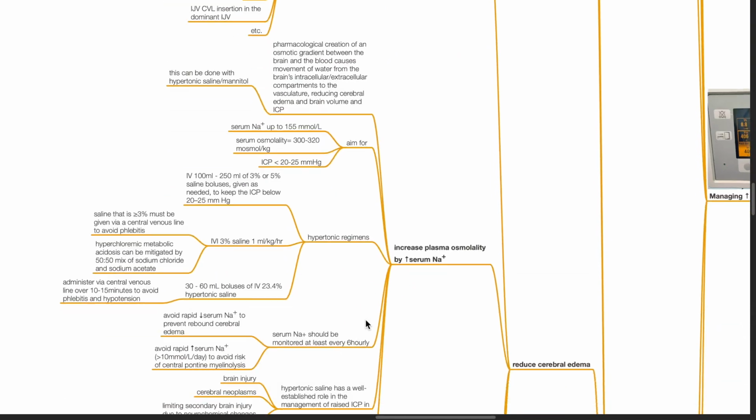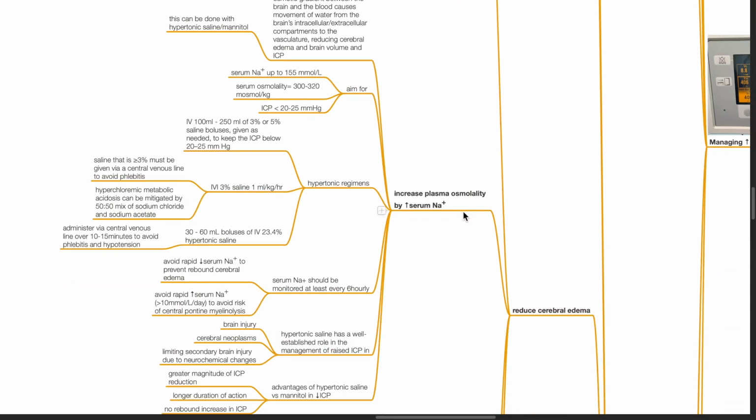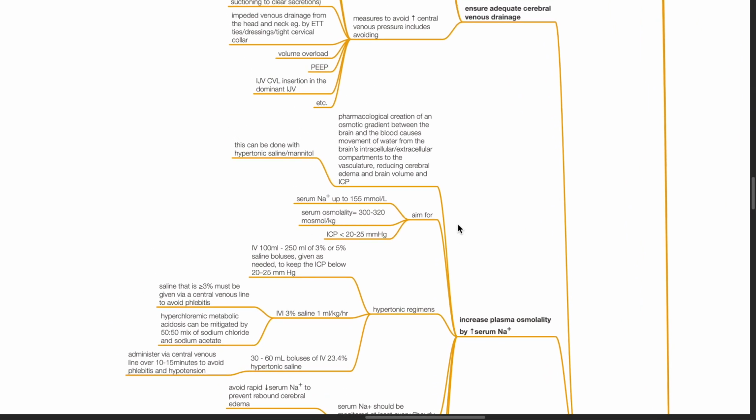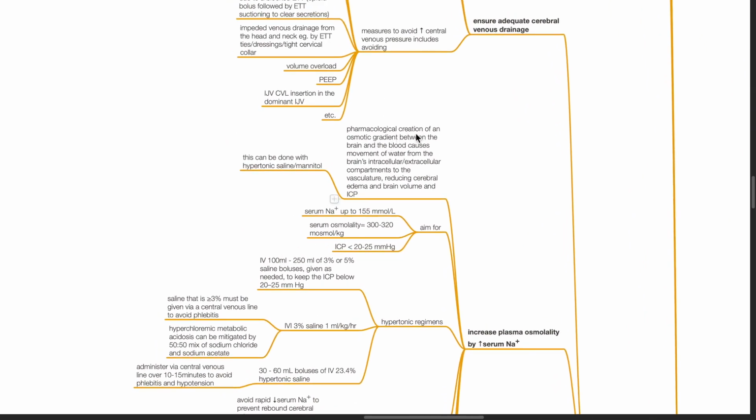Increase plasma osmolality by increasing serum sodium concentration. Pharmacological creation of an osmotic gradient between the brain and the blood causes movement of water from the brain's intracellular or extracellular compartments to the vasculature, reducing cerebral edema and brain volume and ICP. This can be done with hypertonic saline or mannitol. Aim for serum sodium of up to 155 millimoles per liter, serum osmolality of 300 to 320 milliosmol per kg, and ICP of less than 20 to 25 mmHg.